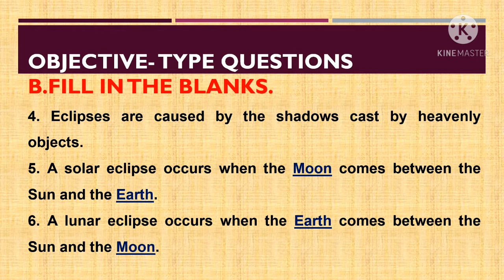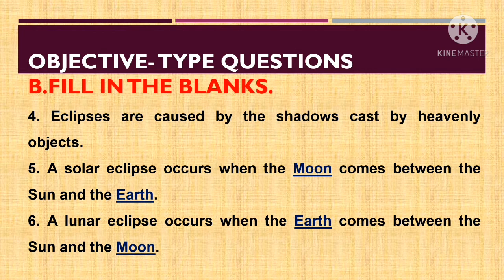Eclipses are shadows formed in space. Question 5. A solar eclipse occurs when the dash comes between the sun and the dash. Answer: moon, earth. When the moon comes between the sun and the earth, a solar eclipse can occur.